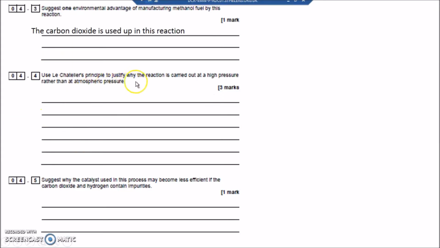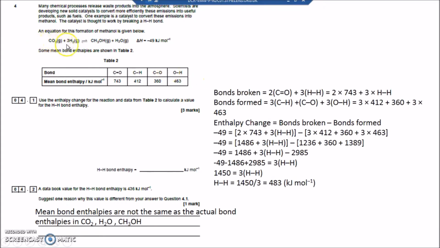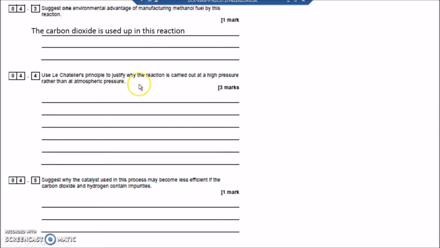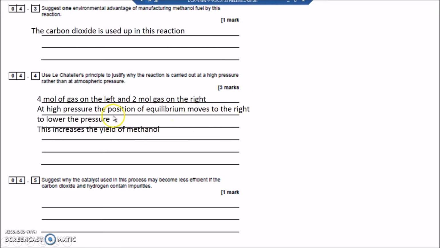Use Le Chatelier's principle to justify whether the reaction is carried out at high pressure rather than atmospheric pressure. Let's have a look. So I've got 1 mole of carbon dioxide and 3 moles of hydrogen. I've got 4 moles of gas on the left hand side. I've got 1 methanol gas and 1 water gas. I've only got 2 moles of gas on the right hand side. So if I increase the pressure, by Le Chatelier's principle, it will try and lower the pressure. It lowers the pressure by turning a large volume into a small volume. It'll shift the position of equilibrium to the right hand side to lower this pressure and increase the yield of methanol in the process.